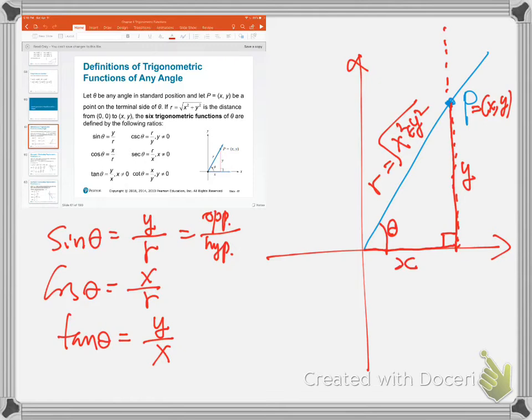Okay, so the definition in the coordinate plane is the same as the definition in the right triangle. You have to make this right triangle, and then you see they are the same definition. If there's no right triangle, that's another story. That's a special case.